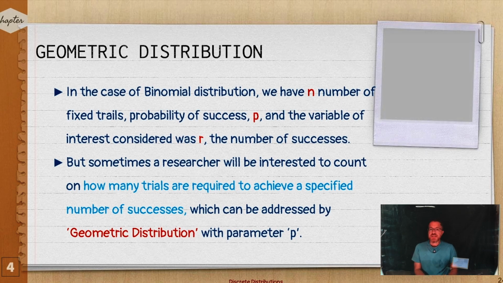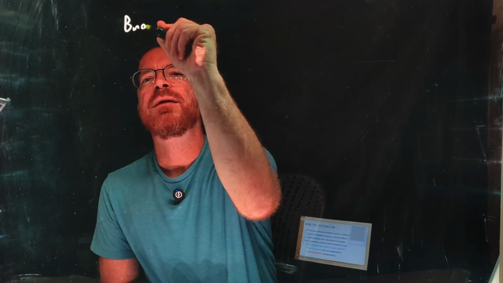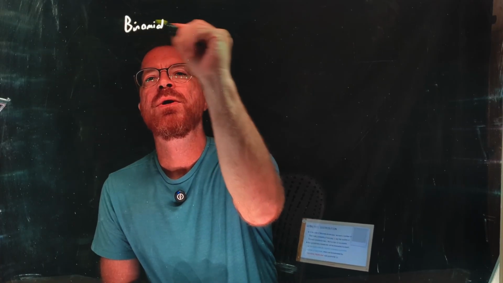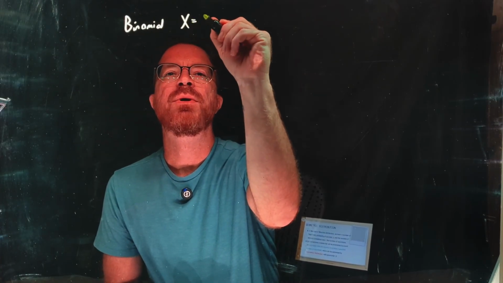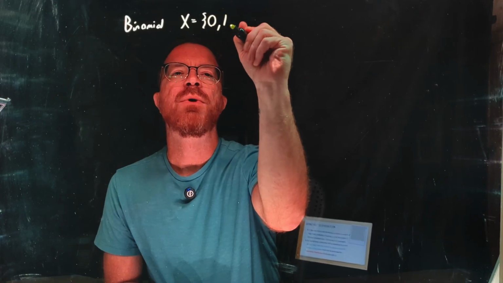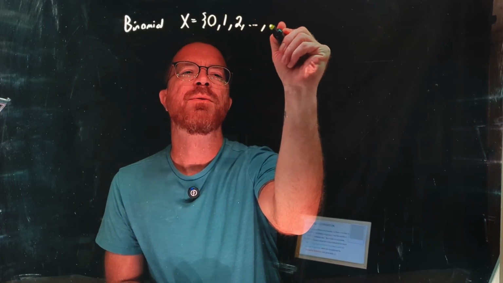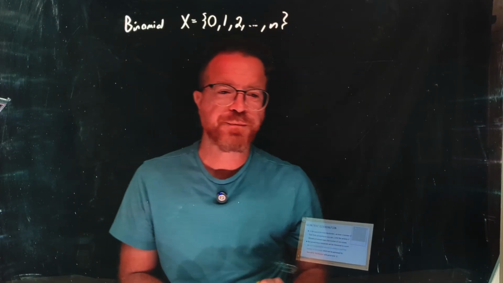There was a probability of success that did not change between trials, which of course meant that there was a probability of failure, which also did not change between trials. And in our binomial, we had our random variable, which could be equal to 0, 1, 2 through n.